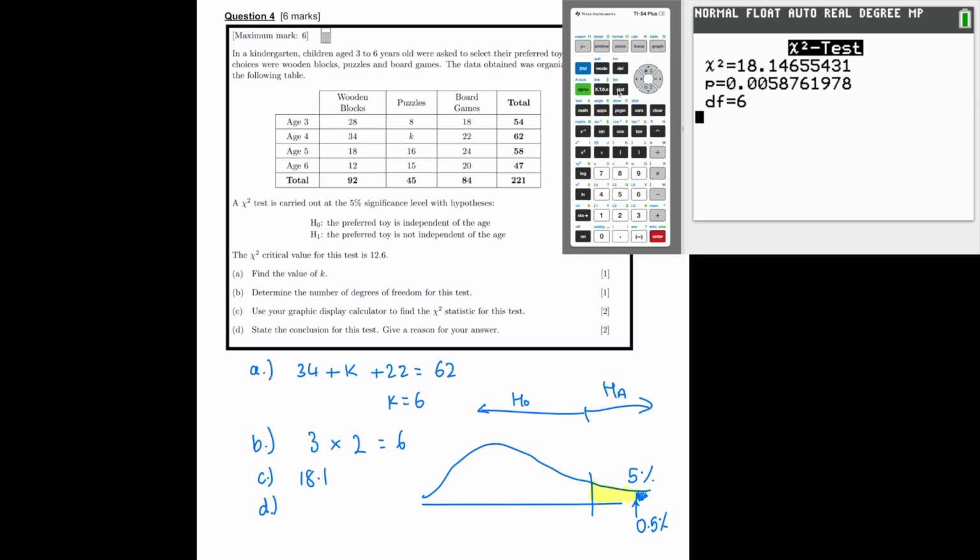The other thing you can do is compare it to your critical value. It tells us our critical value is 12.6. So this is my critical value, and my chi-squared value is 18.1, so again, much higher up, and therefore again we can use that. But either way, we're accepting the HA, the alternative, and we are rejecting the null hypothesis.